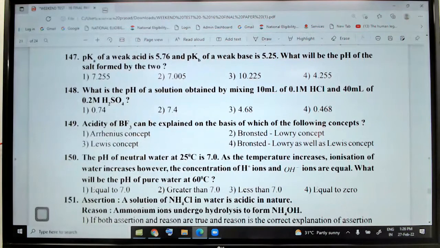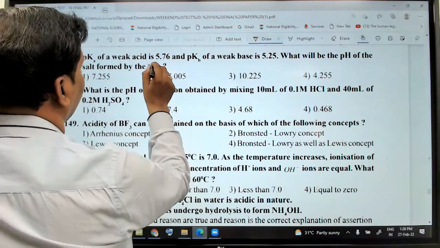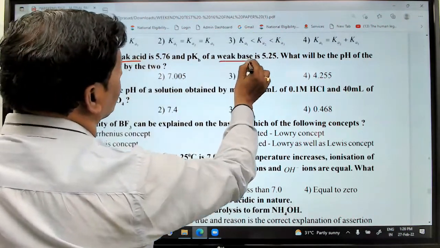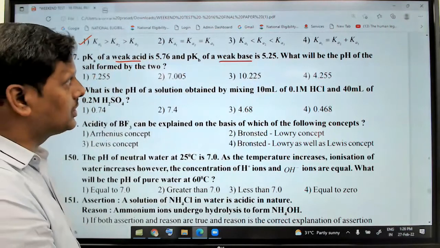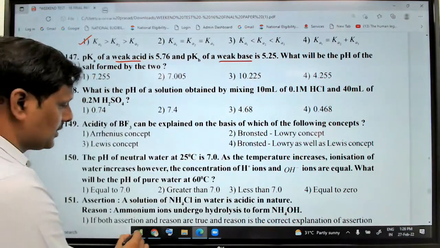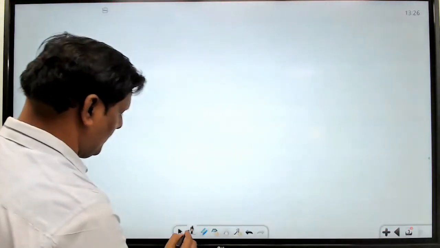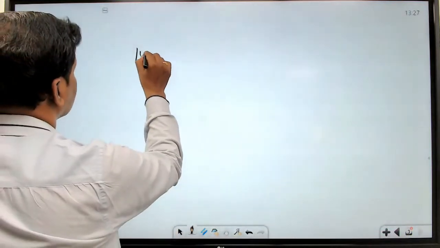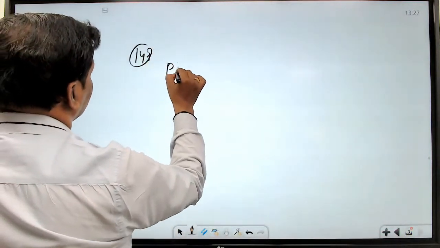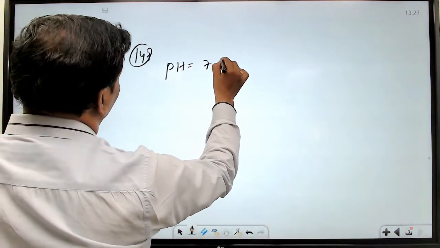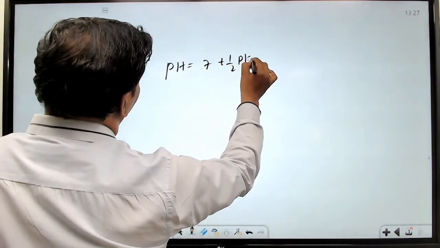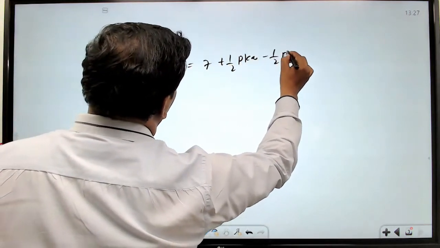Next question number 147. Weak acid and weak base. Question number 147. pH is equal to 7 plus half of pKa minus half of pKb.